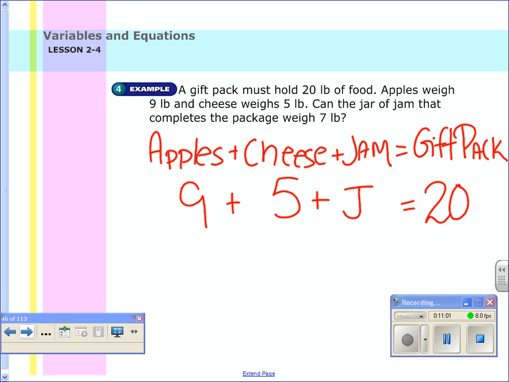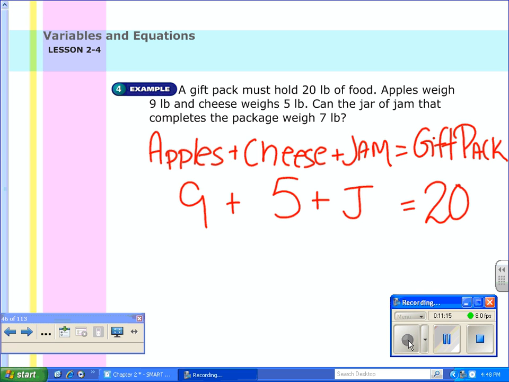So I'm going to stop here, and I want you to go through this. Find out, will this weigh exactly 20 pounds? If so, yes, the jam can weigh 7 pounds. If it doesn't work out, then you write no. Go ahead and solve this problem now.